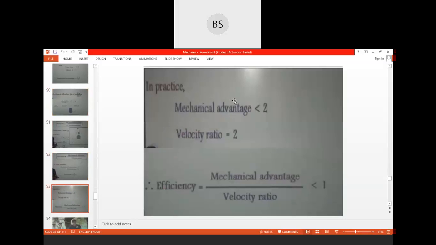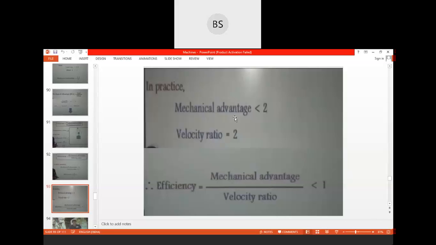But when it comes to the practical situation, it is always less. It is not equal to 1 or not equal to 100%. Mechanical advantage is always less than 2, but velocity ratio doesn't change. Why? Because it is a movement, so the velocity ratio doesn't change. But mechanical advantage for practical situation is less than 2, but for ideal machine it is not less than 2.